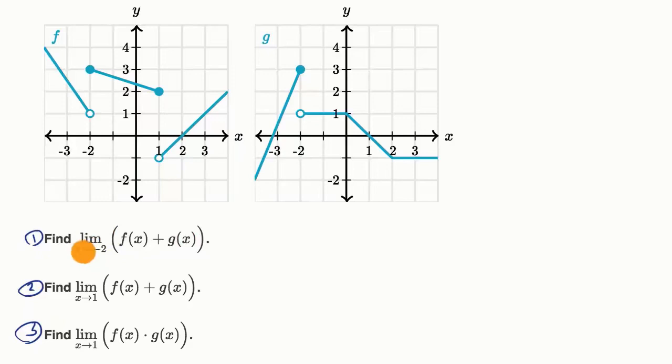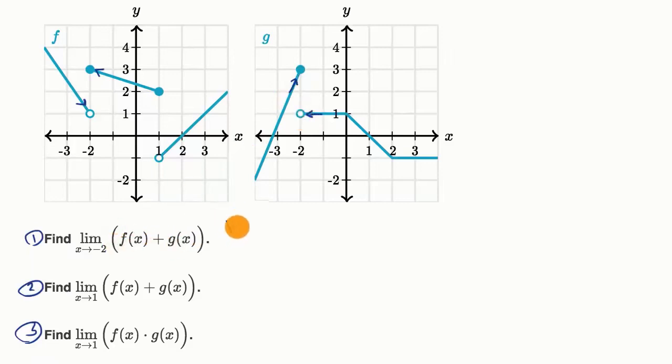Because when you find the limit as x approaches negative 2 of f of x, as we are approaching negative 2 from the left, it looks like we're approaching 1. As we approach x equals negative 2 from the right, it looks like we're approaching 3. So it looks like the limit as x approaches negative 2 of f of x doesn't exist. And the same thing's true of g of x. If we approach from the left, it looks like we're approaching 3. If we approach from the right, it looks like we're approaching 1. But it turns out that this limit can still exist.